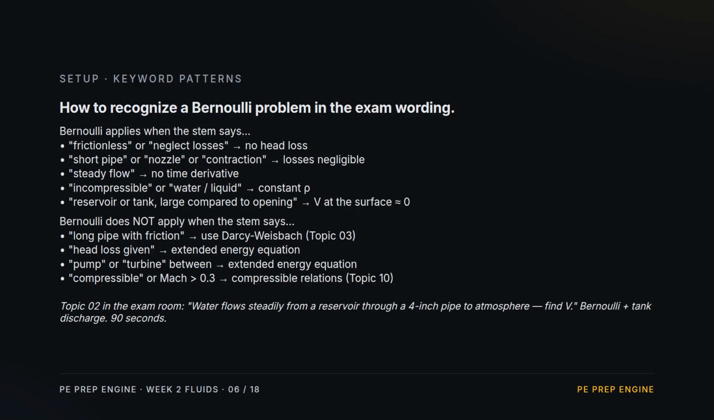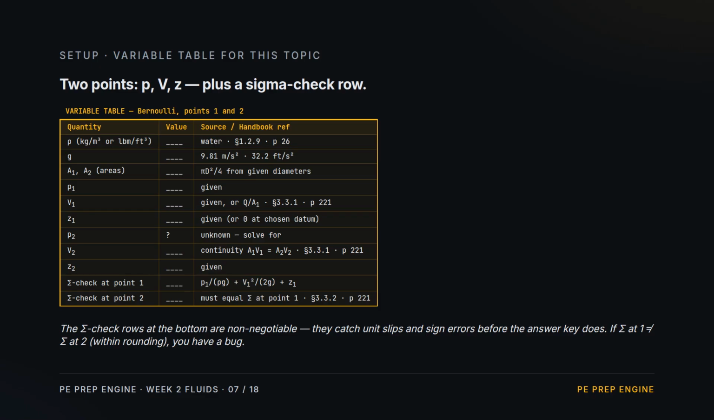Pattern recognition. Bernoulli applies when the stem says frictionless, neglect losses, short pipe, nozzle, contraction, steady, incompressible, or large tank with a small opening. It does not apply for a long pipe with friction, a given head loss value, a pump or turbine, or compressible high-speed gas. You'll see it as water flows steadily from a reservoir through a 4-inch pipe to atmosphere, find V. Bernoulli plus tank discharge.